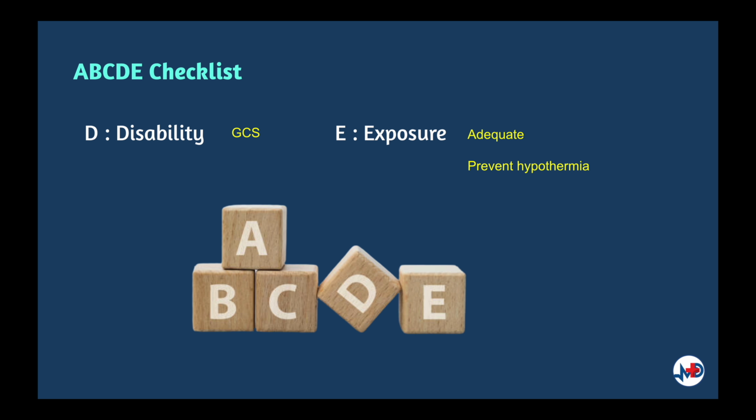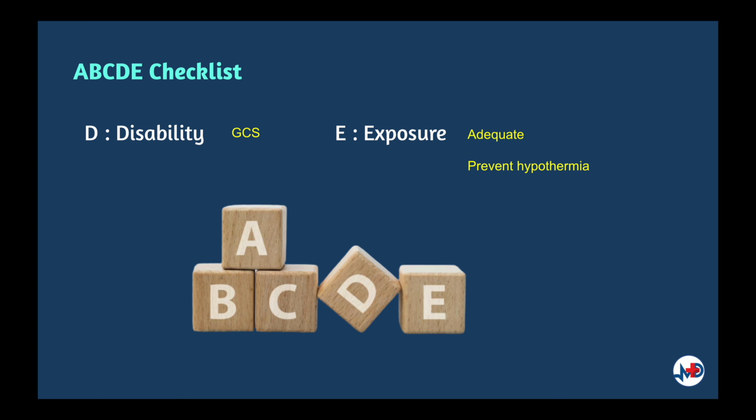You may also want to take a look at the 5 N's, which is N for noggin, raccoon eyes or Battle sign, N for neck, looking at presence of nuchal rigidity or neurogenic shock, ENT, looking at otorrhea, rhinorrhea, hemotympanum, needles, the next N for IV drug abuse, and another N for neurology.